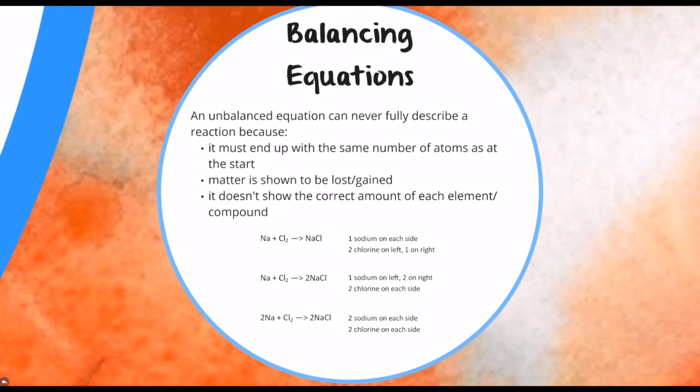Writing word equations is a great way to describe what's happening in a reaction, but symbol equations are better as they tell us exactly how much of a substance is needed or made. It is important that these equations are balanced, as an unbalanced equation will show atoms being gained or lost out of nowhere, which goes against the law of the conservation of mass.